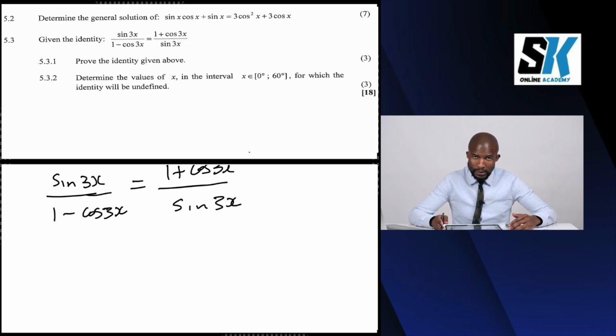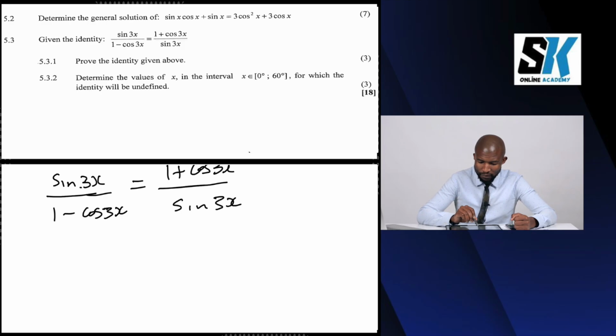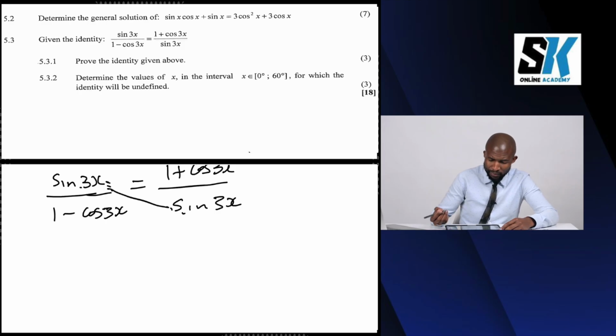So I can see that I have 1 minus cos 3x, and then on the other side I have 1 plus cos 3x. If I multiply the two, that will give me a sine squared 3x. But if I look carefully, if I multiply the sine 3x with the other sine 3x, when I cross multiply, then I think my identity is already proven.